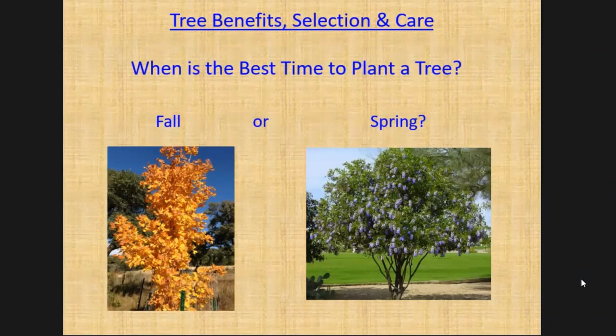Is it fall or the spring? Okay, I'm going to do a show of hands here. How many think it's the fall? Okay, and how many think it's the spring? Well, you're all wrong. The correct answer is the best time to plant a tree is 20 years ago. Seriously, okay, seriously though. You can plant trees both in the fall and in the spring.